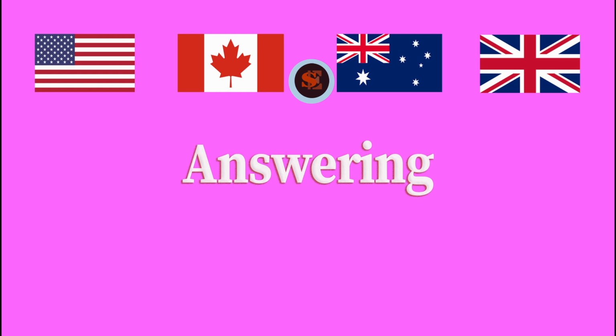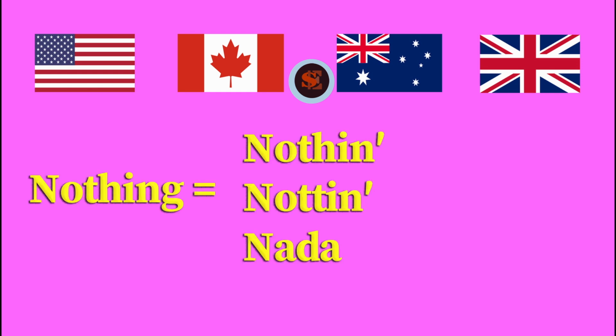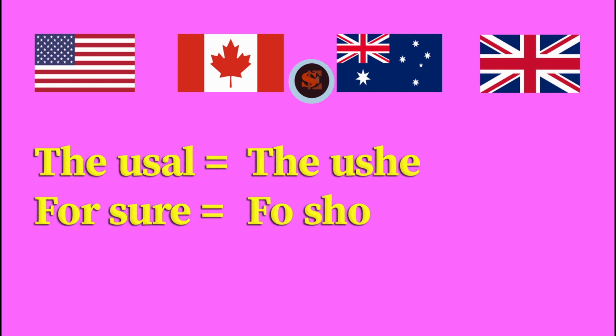Now let's check the slang answers to the slang questions. Instead of explaining by using short answers such as nothing, nothing much, or not much, say "nothin'," "nothin'," or "nada," which are the three short forms of nothing. Or use the contracted form of "the usual," or that of "for sure."